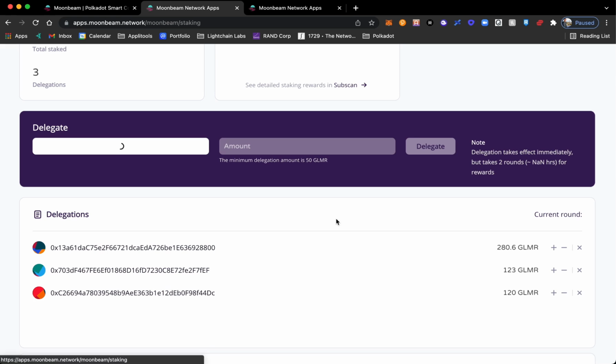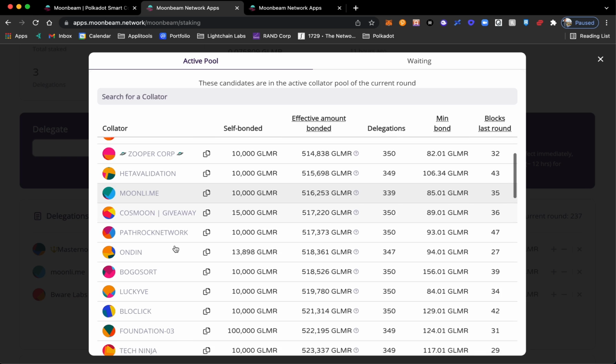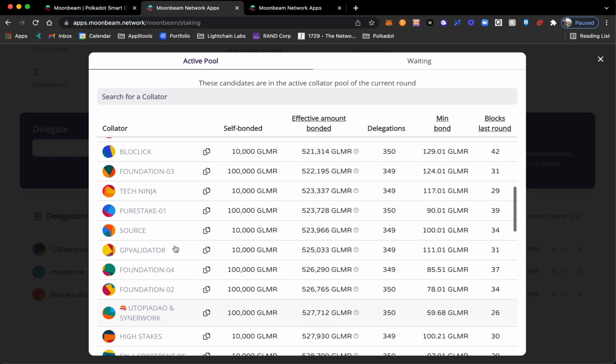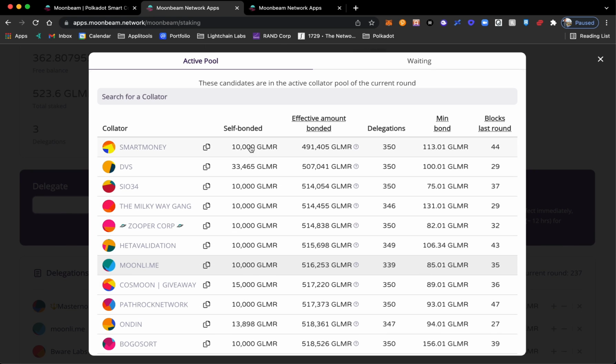Okay, so here you could see the delegations, how I manage the delegations, and selecting a specific collator. A collator is just a fancy way of saying a validator, someone who will be validating or producing blocks for the Moonbeam blockchain. Here is a bunch of different lists in terms of staking: how many each have bonded themselves, how many total Glimmer tokens there are, and of course, the most important, the minimum bond.